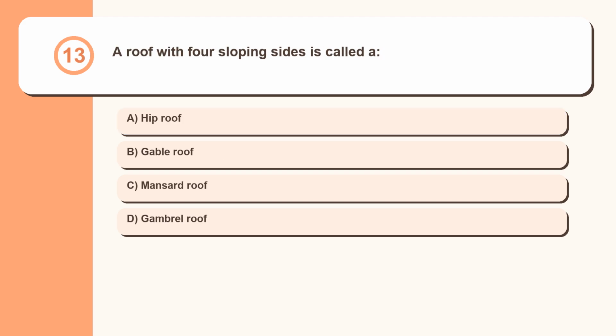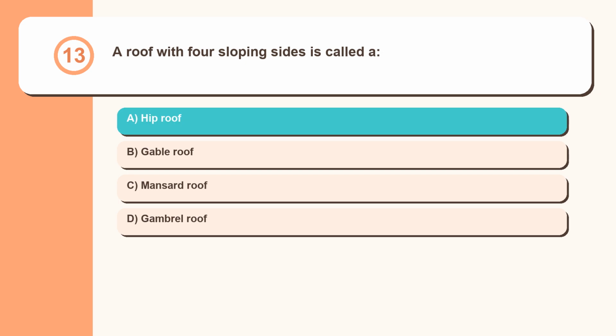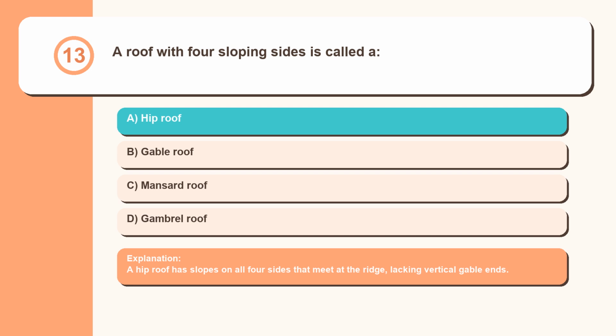Question 13. A roof with 4 sloping sides is called a hip roof, gable roof, mansard roof, gambrel roof. A hip roof has slopes on all 4 sides that meet at the ridge, lacking vertical gable ends.